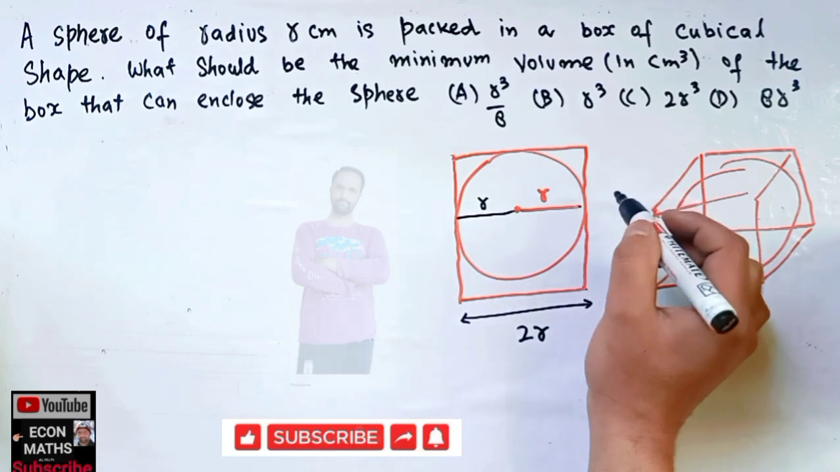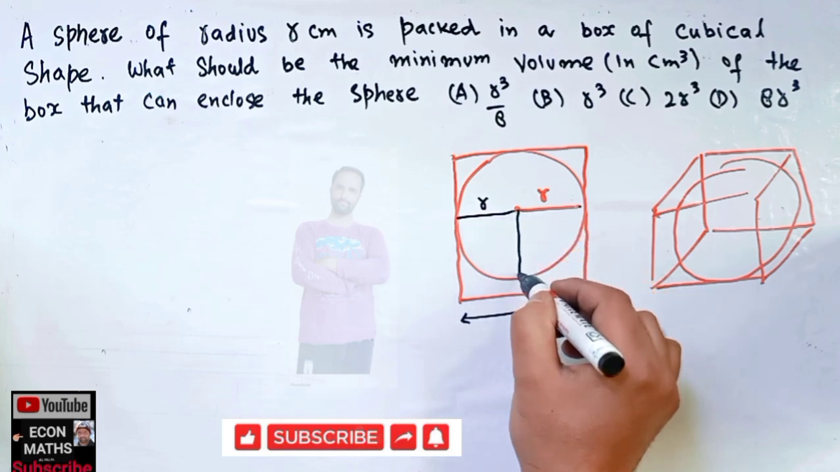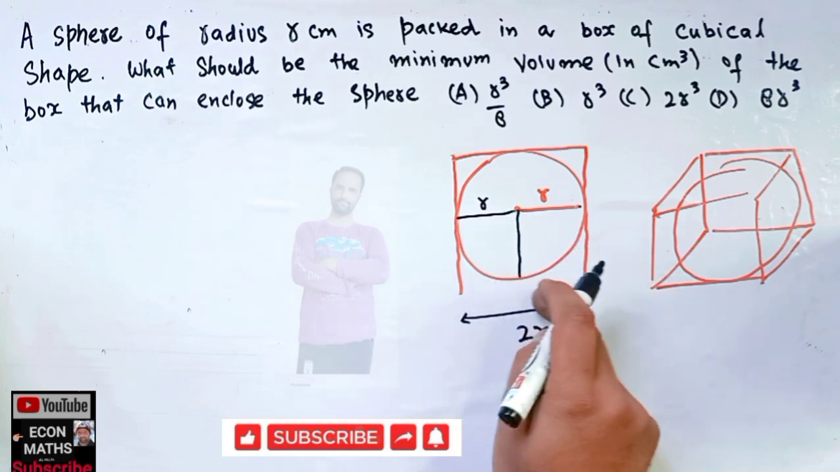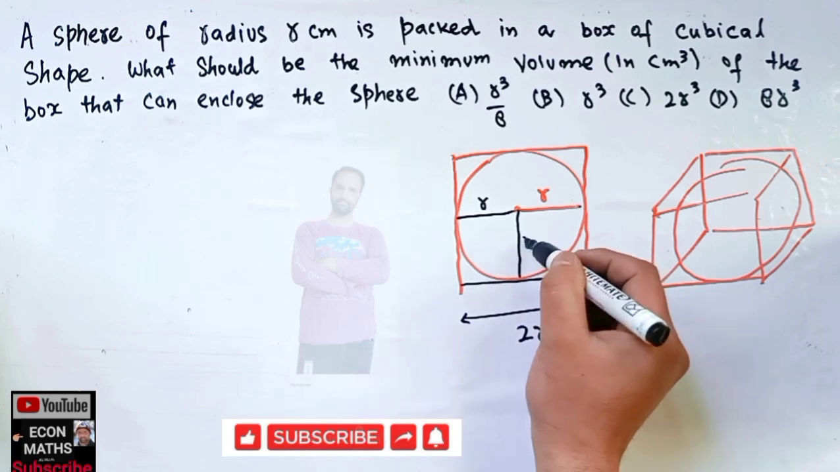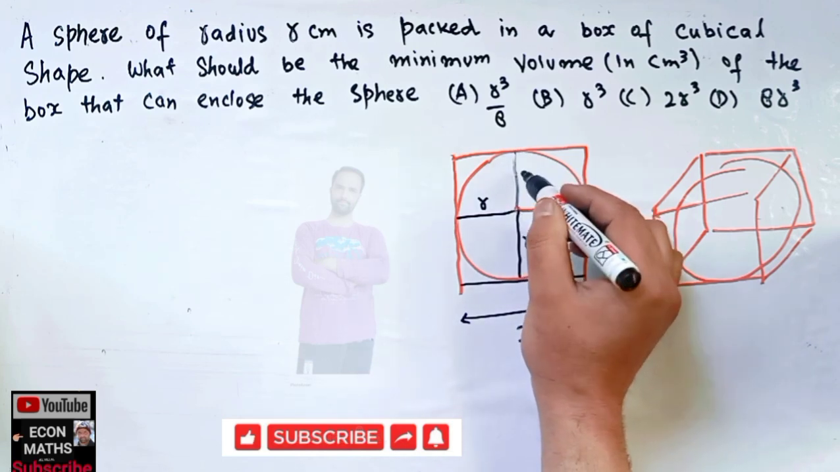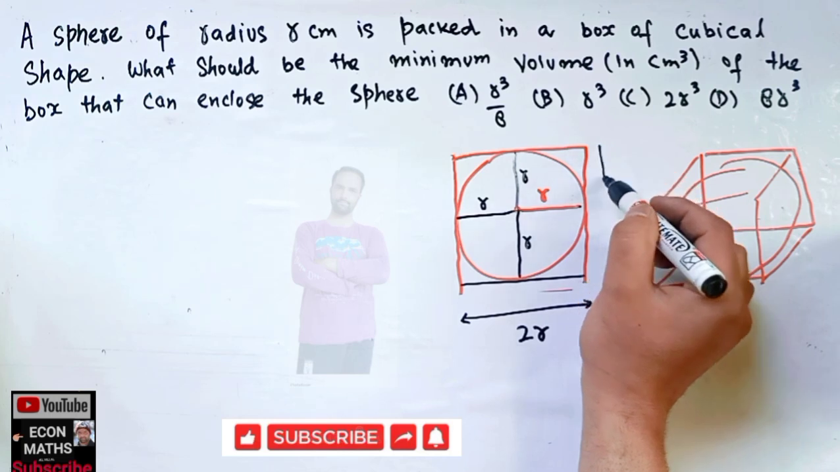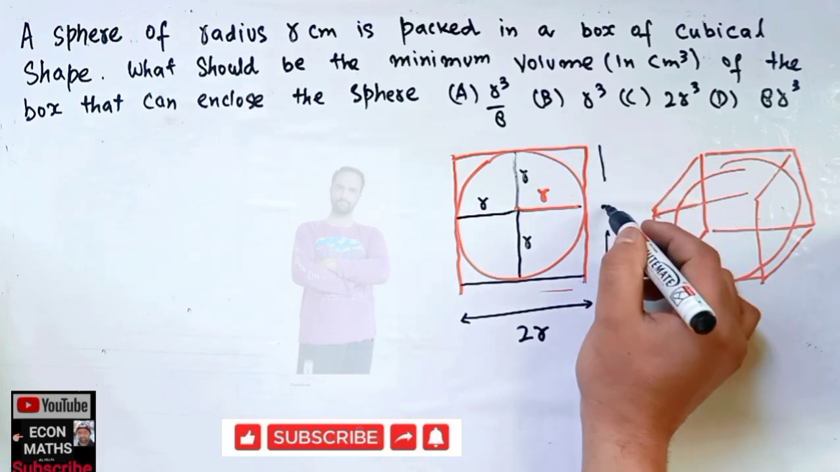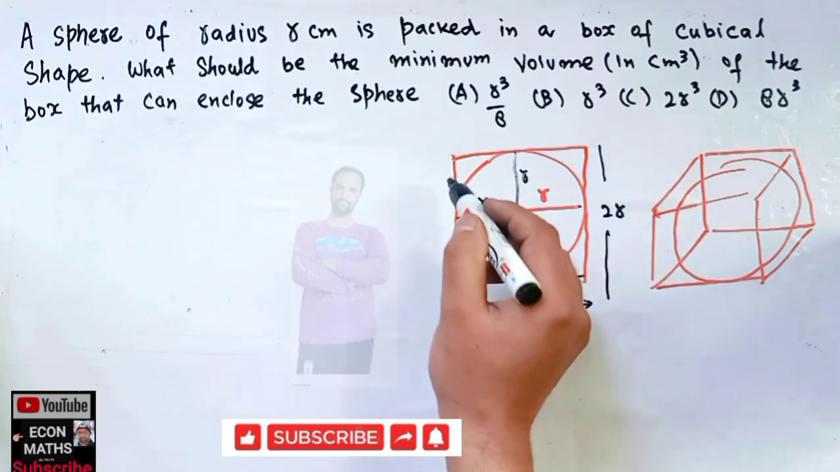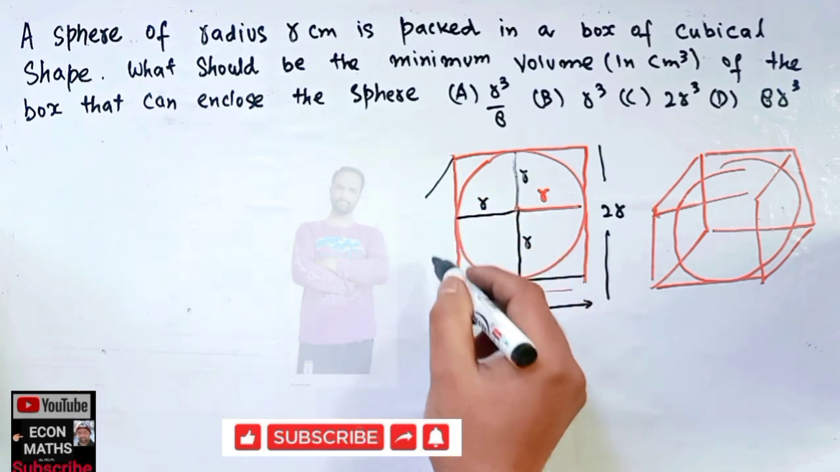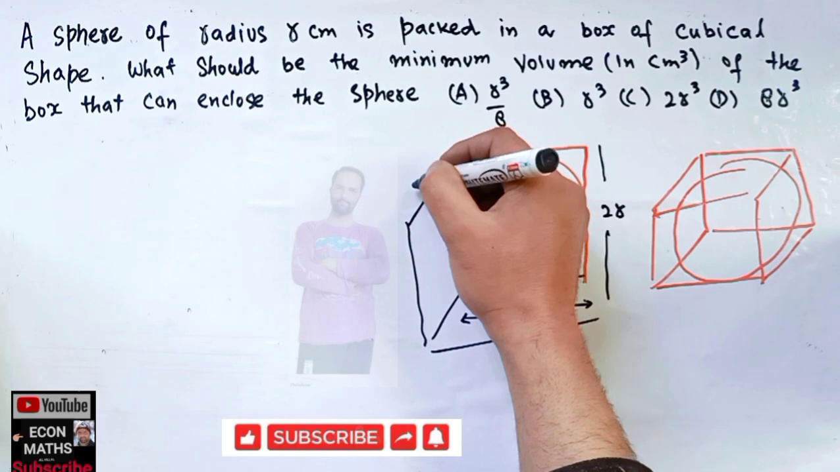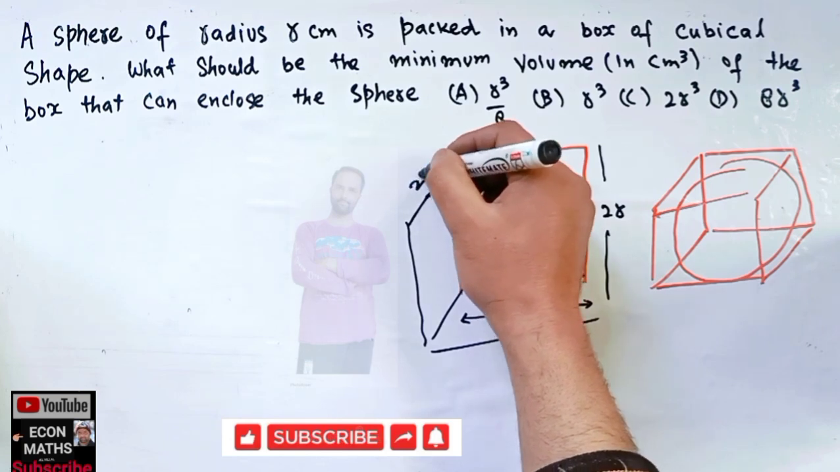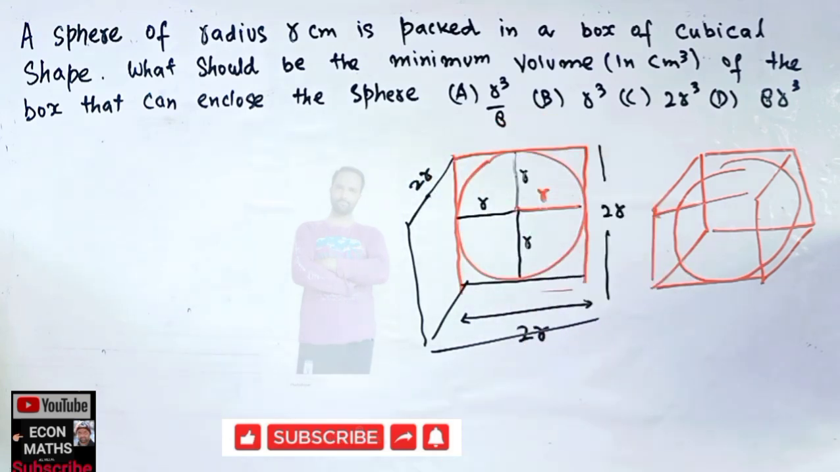Similarly, since r is the same here also, so let us write it like this. Here we have also r and here we have also r. So breadth will be also 2r, and height, obviously, will be also equal to 2r.